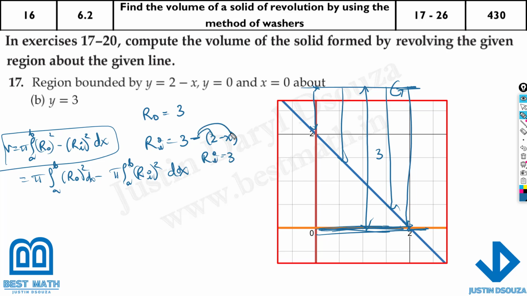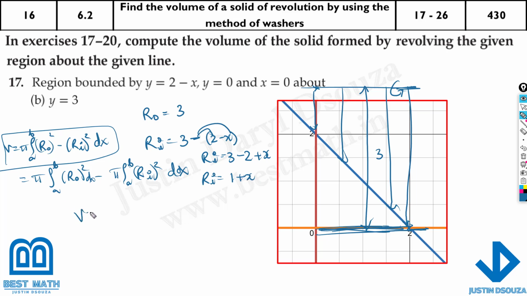3 minus, multiplied minus 2 and plus x. See, many students, what they do is they'll do minus 2, but they'll write minus x. They forget to multiply the minus, and minus will become plus x. That's very important. 3 minus 2 is 1 plus x. That is the inner radius.